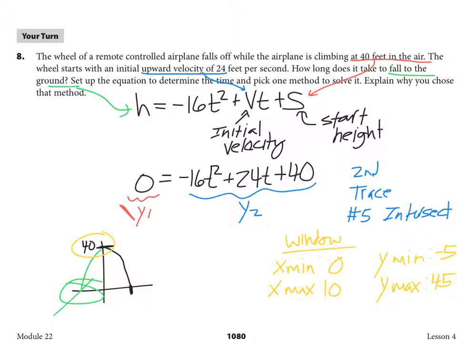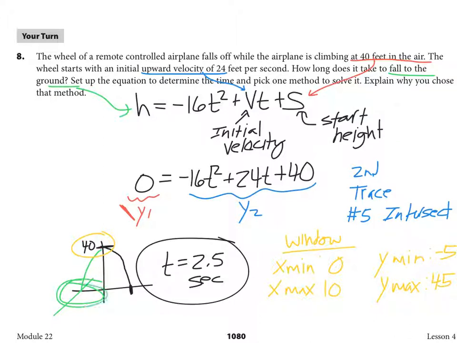And then press graph. So there's my horizontal line. There's my parabola where they cross. So now I do second, trace, number 5, and then enter 3 times. And it's at 2.5 seconds. So t is at 2.5 seconds. So that's how long it would take to hit the ground. Remember, negative answers here won't make sense, and hopefully you got that from the graph itself.